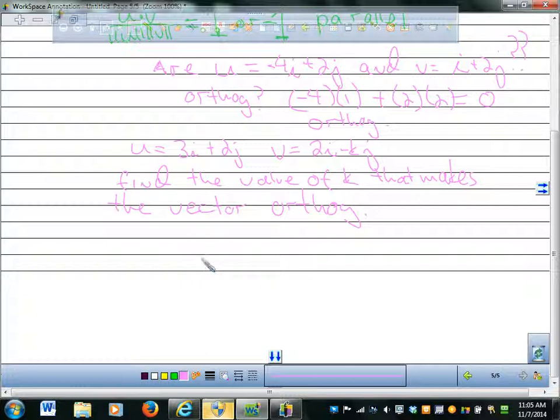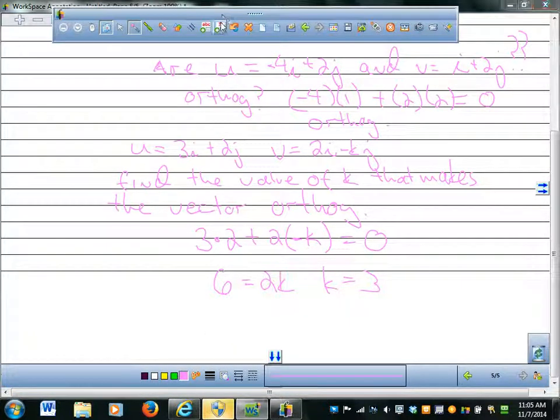Could you do that? Probably. 3 times 2 plus 2 times negative k, right? 2 times negative k equals 0. And then you just solve that. So you get 6 equals 2k, k equals 3. The end.